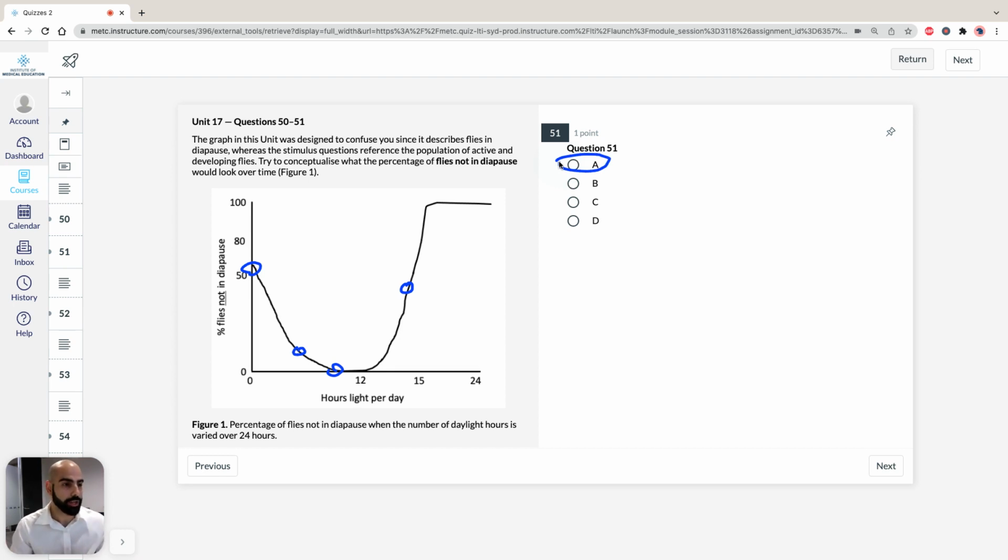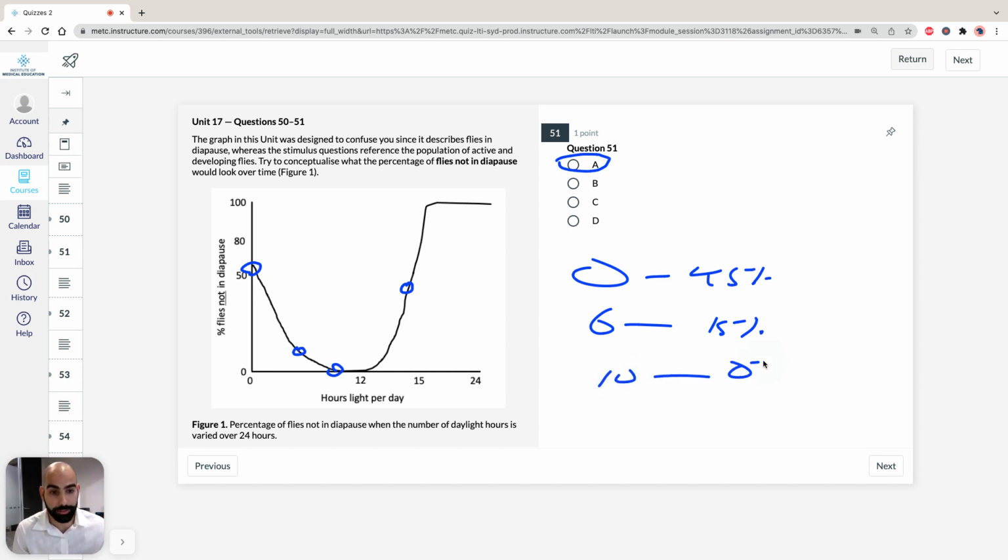So in ACER's graph, you just have to literally point. If it says 0 hours, let's look at 0 hours on the graph. So we've got about 55% are in diapause, which means 45% are going to be growing and developing. So for 0 hours, about 45% growing and developing, what we said at the top. If we look at the 6 hours, it's about 85%. So about 85, 90% are in diapause, which means 15% are going to be growing. If we take a look at 10 hours, it's 100%, so 0% are growing.